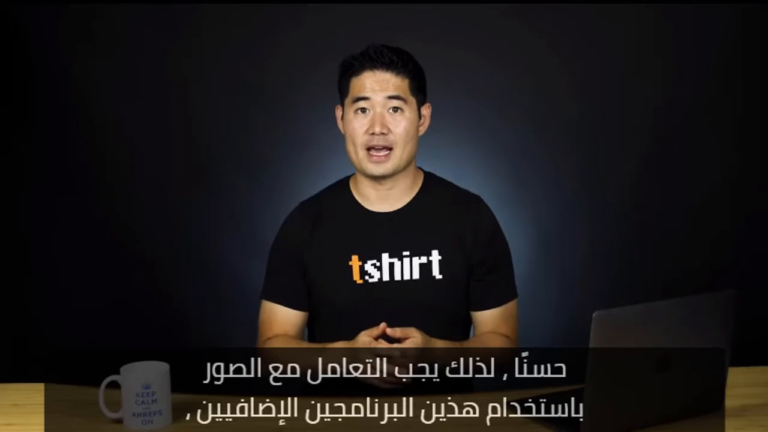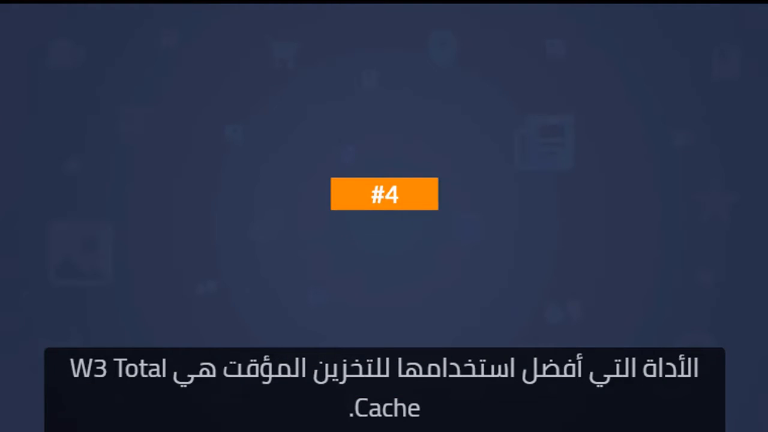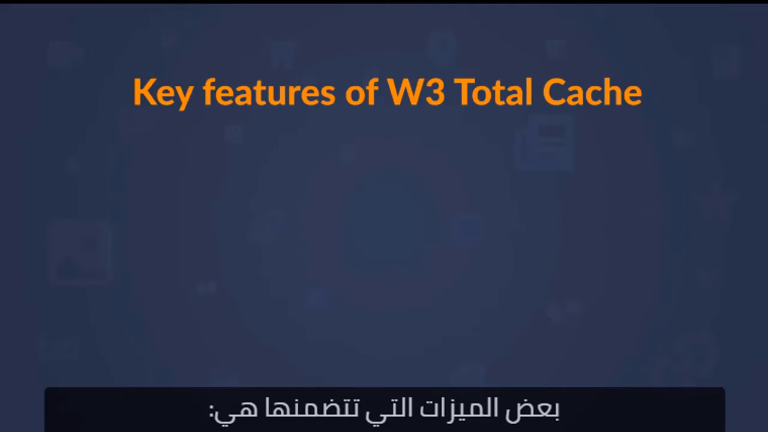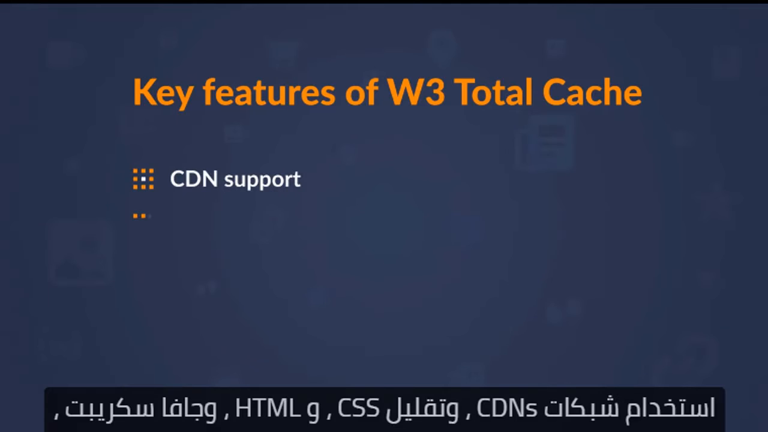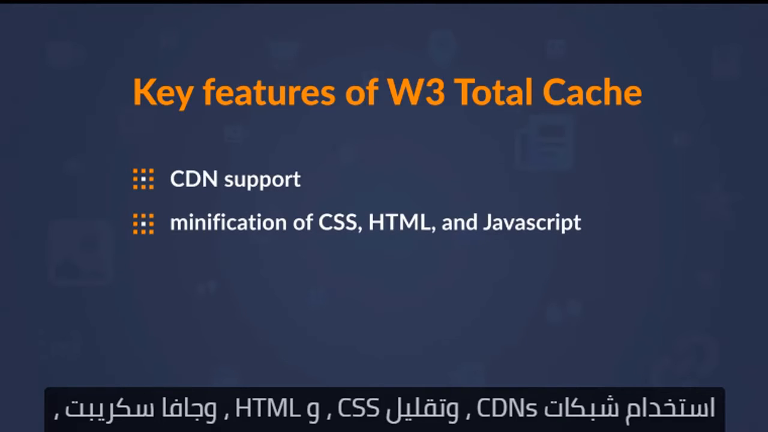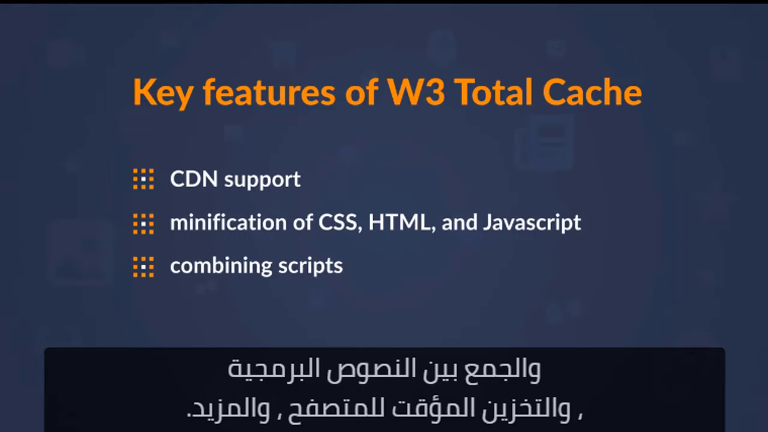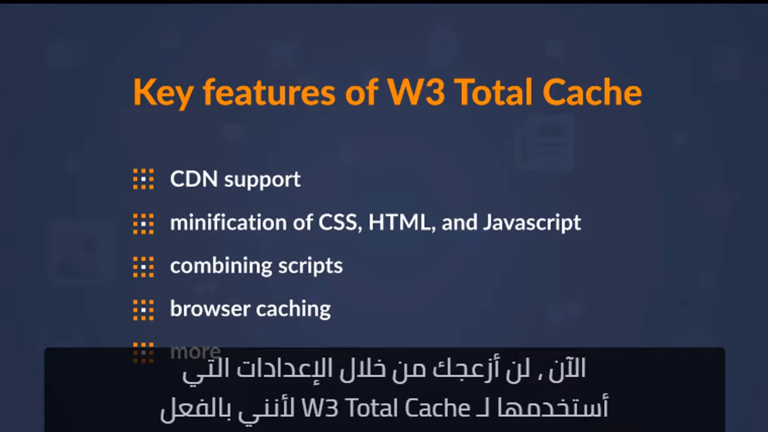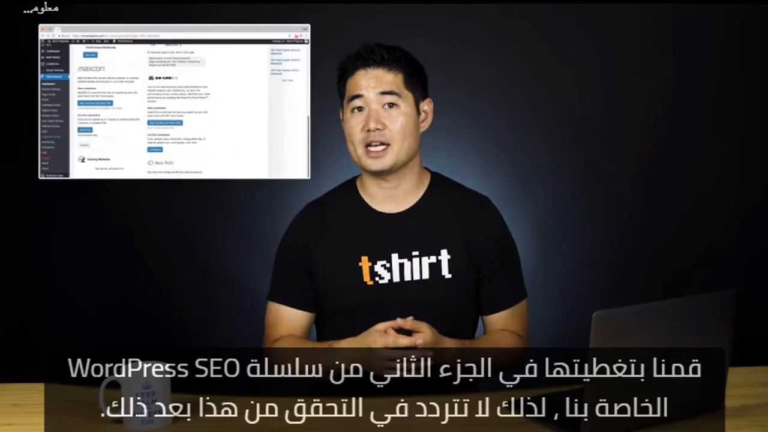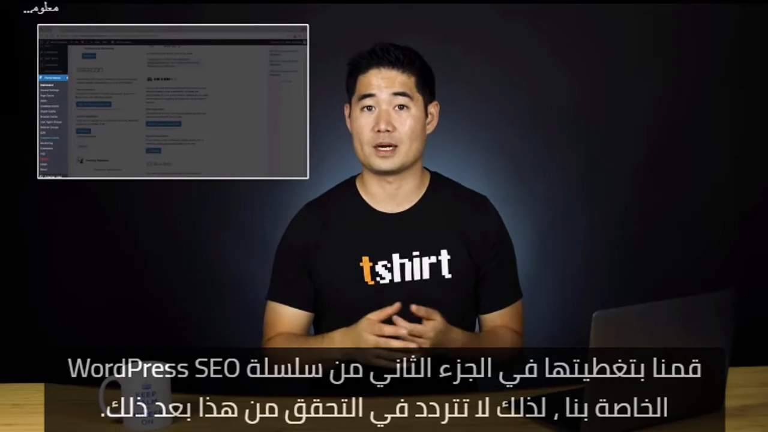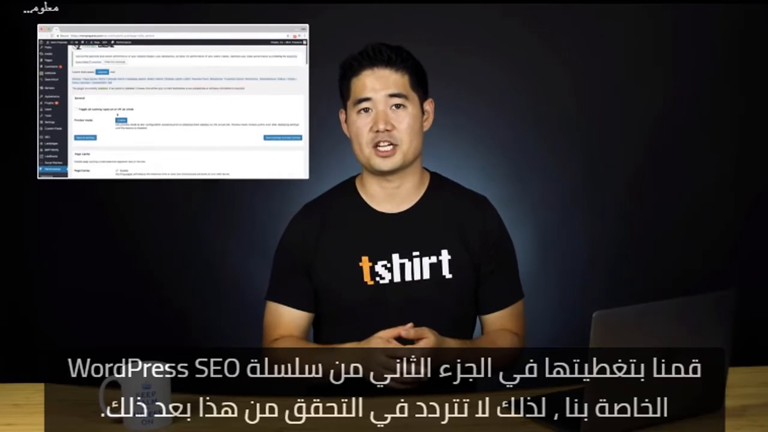Alright, so images should be handled with these two plugins, so now we need to get into an important matter, and that's caching. The tool that I prefer to use for caching is W3 Total Cache. This tool is all about optimizing your website's performance. A few of the features it includes are using CDNs, minification of CSS, HTML, and JavaScript, combining scripts, browser caching, and more. Now I won't bother going through the settings I use for W3 Total Cache because I've already covered them in the second part of our WordPress SEO series, so feel free to check that out after.